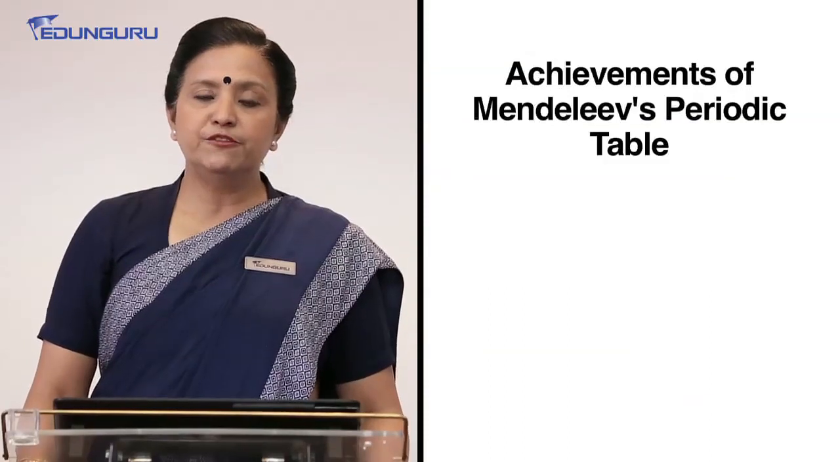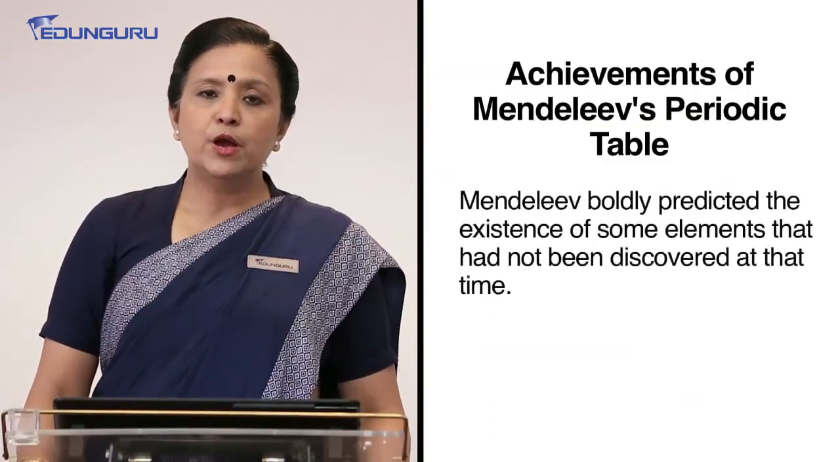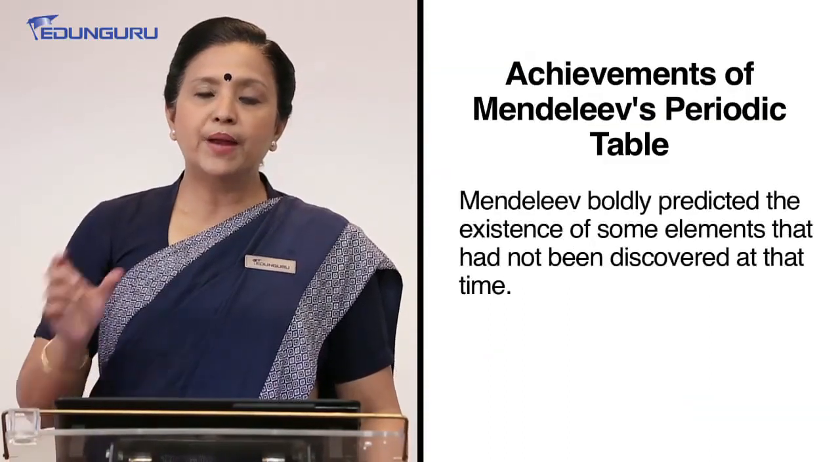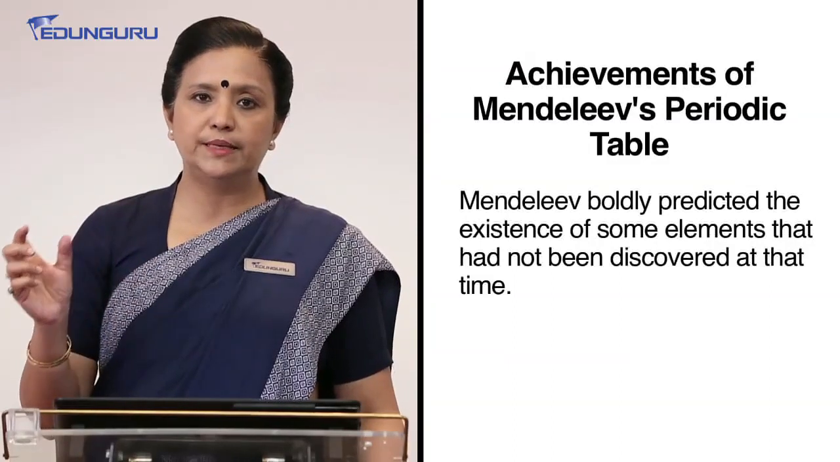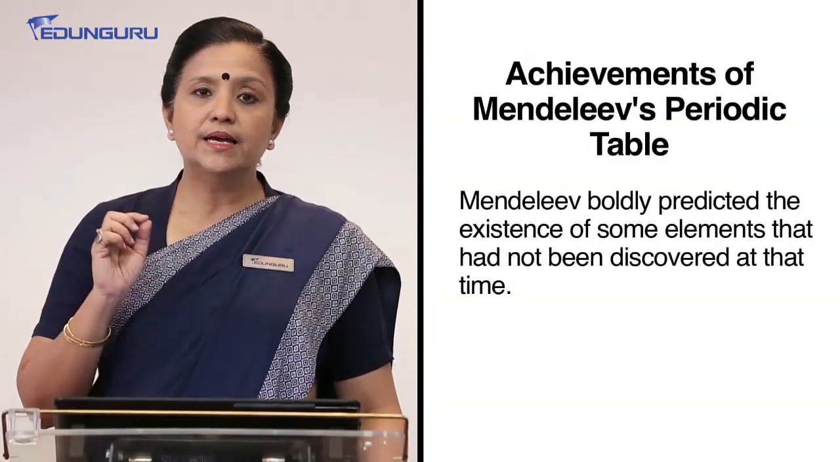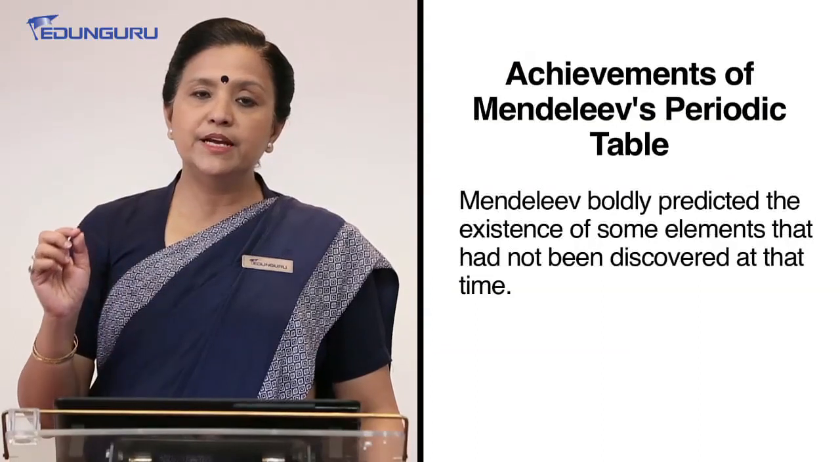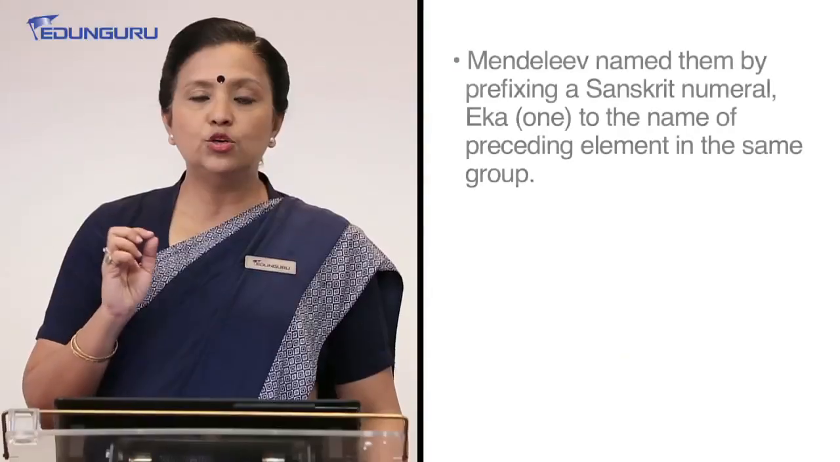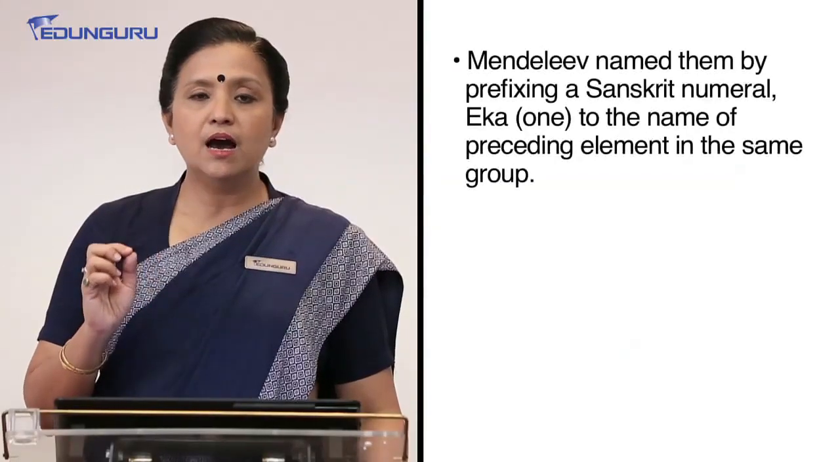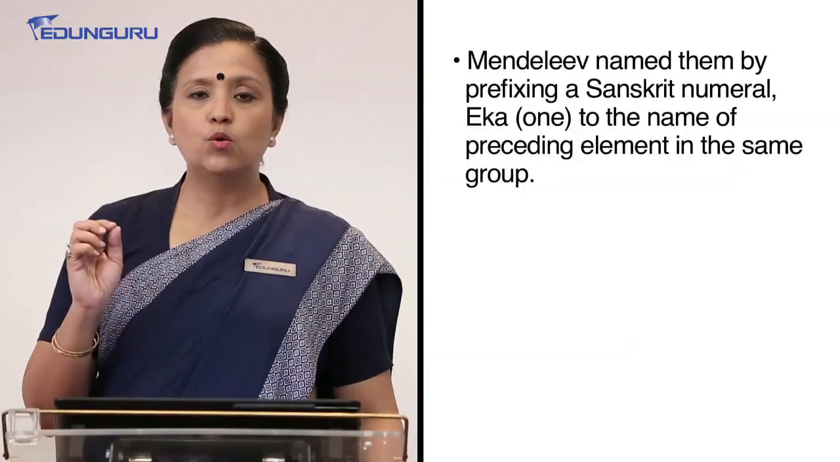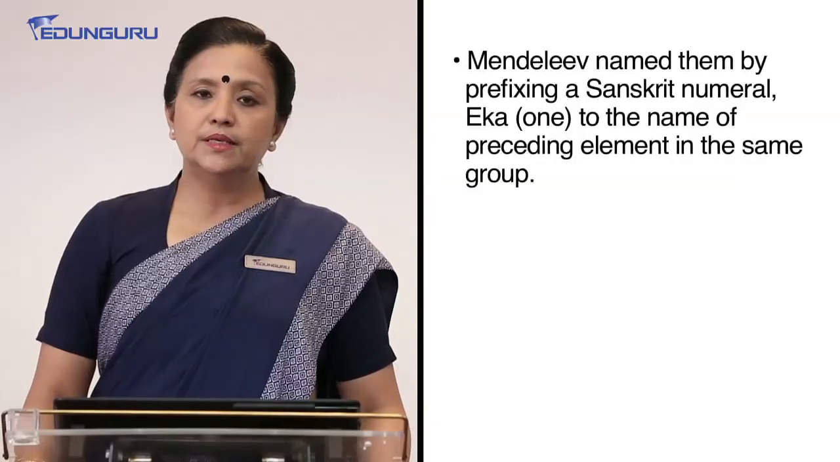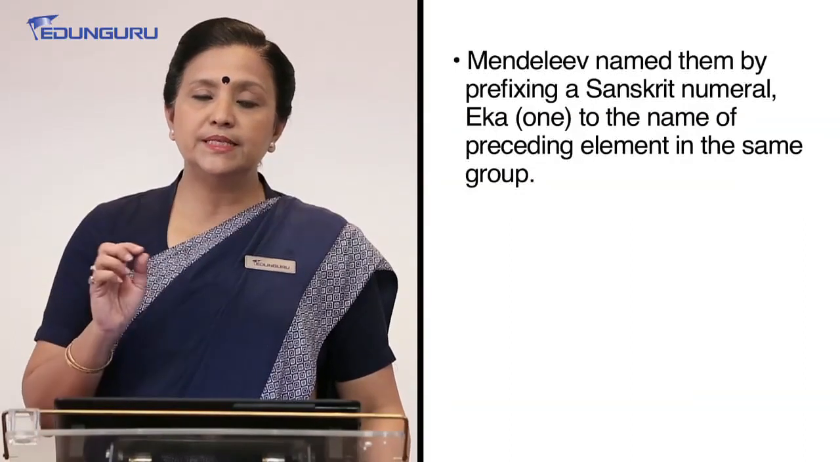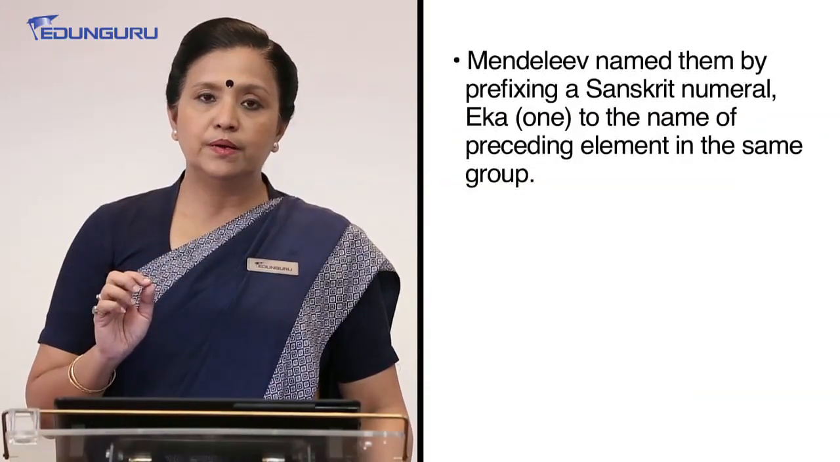The second achievement was that Mendeleev boldly left some blank spaces in his periodic table. He said that these elements would be discovered later, and he also gave names for them. He used the prefix eka of Sanskrit, which means one. He gave the prefix eka to the element which was preceding in the same group.